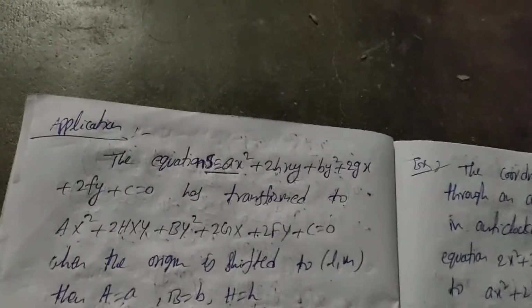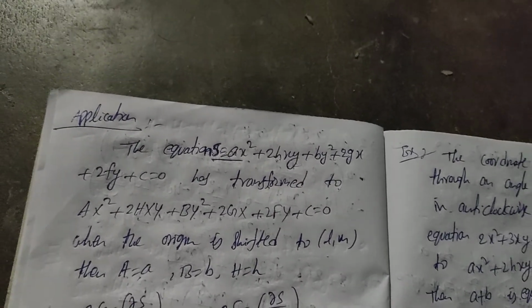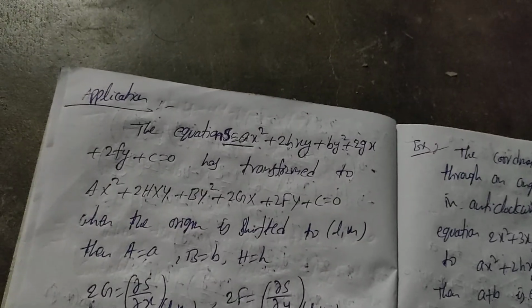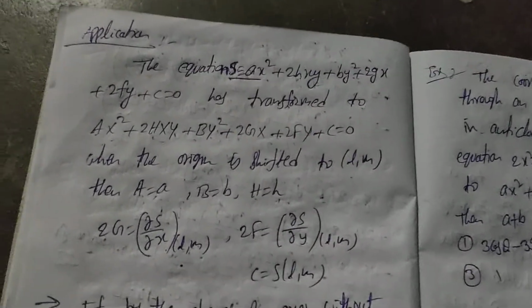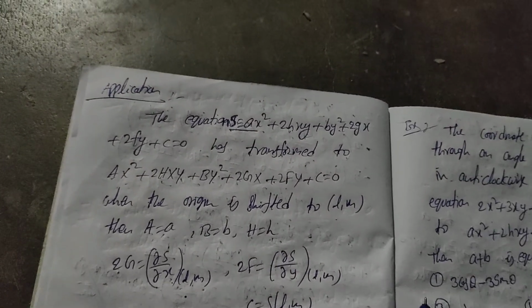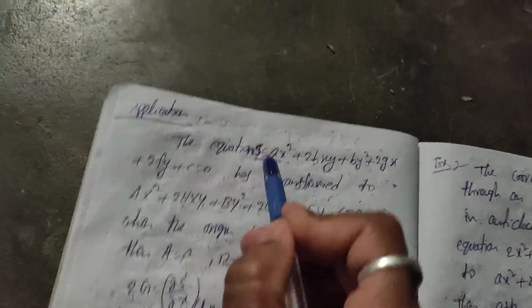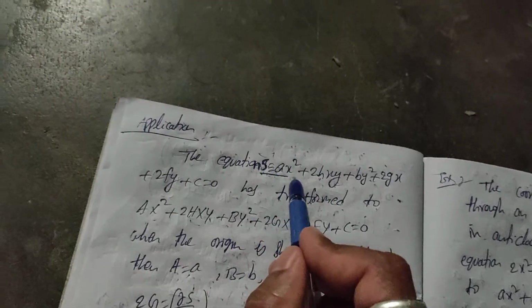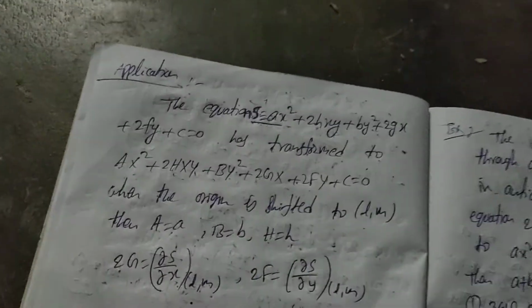So the coefficient of x square, coefficient of y square, and coefficient of xy don't change, so the remaining terms will be changed. So how do you get 2g? 2g is equal to ∂S/∂x at (l, m). That means we have to do partial differentiation with respect to x. Partial differentiation means, just understand, this is the given equation denoted with some S. S is ax square plus 2hxy plus by square plus 2gx plus 2fy plus c is equal to 0.